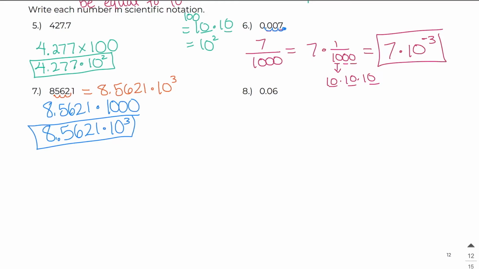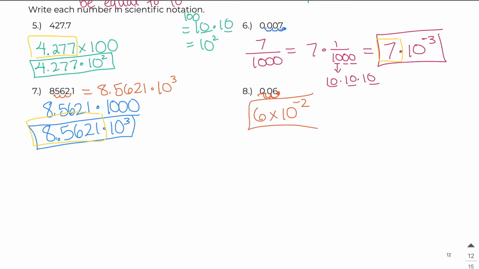And then over here, for question number 8, we can say that this is just moving over 2 times. By the way, the reason why I'm using these numbers is because this 4.277 is between 1 and 10. This 7 is between 1 and 10. This 8.5621 is between 1 and 10. So I'm going to move this over until I get to a number that's between 1 and 10. So I get 6. But since I moved it over 2 times and it is a decimal, it's a smaller number, it is a negative exponent.